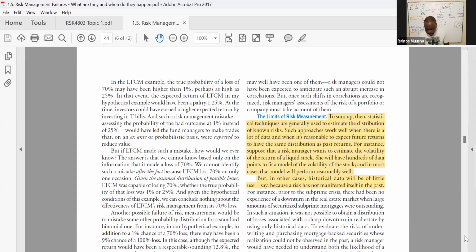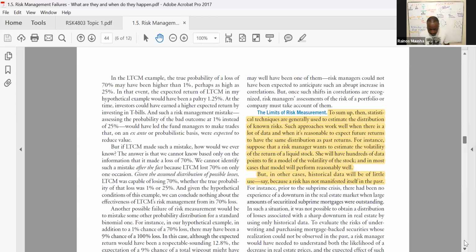Now, we look at mismeasurement of known risks, we look at the limits of risk measurement. And here they say, to sum up, statistical techniques are generally used to estimate the distribution of known risks. Such approaches work well when there is a lot of data and when it's reasonable to expect future returns to have the same distribution as past returns.